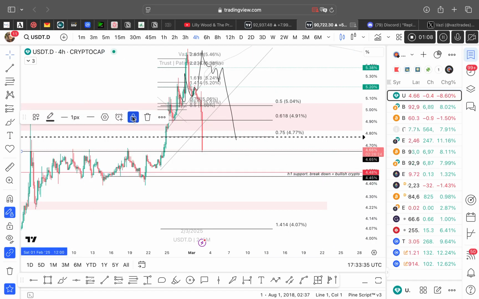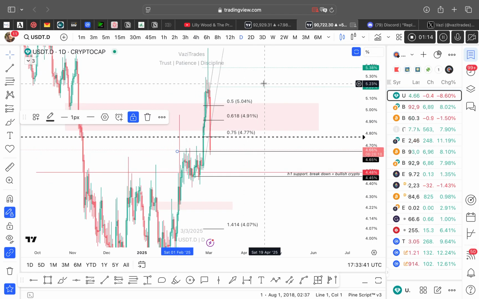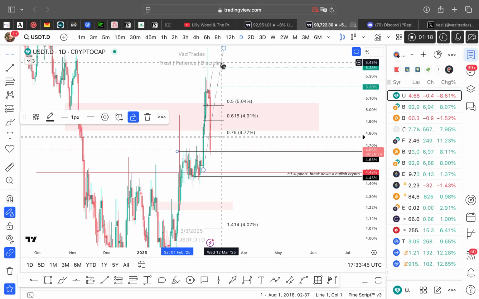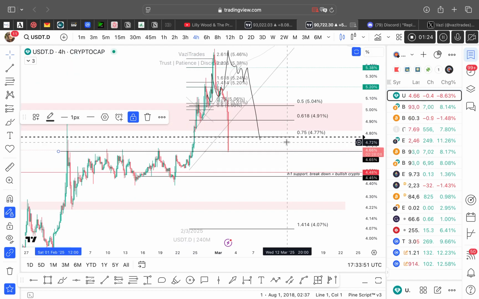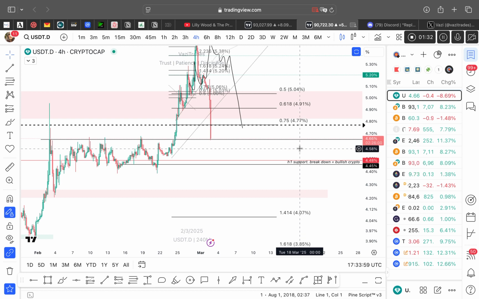Currently it's facing this resistance zone at around 4.65, and since we still have 6 hours for the daily close, we need to wait how the market is going to close. So if you remember, I said if USD dominance will close below 0.75, perfectly would be to close below 4.65.